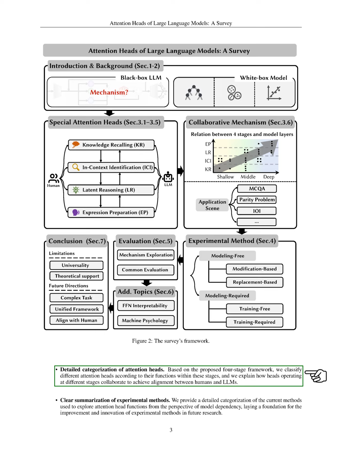Next, we summarize the benchmarks and datasets used in our interpretability research of attention heads. We categorize these evaluations into mechanism exploration evaluation and common evaluation. The first type assesses how specific attention heads work, while the second examines whether modifying certain heads can enhance the overall performance of language models.